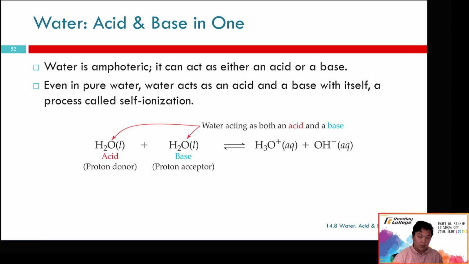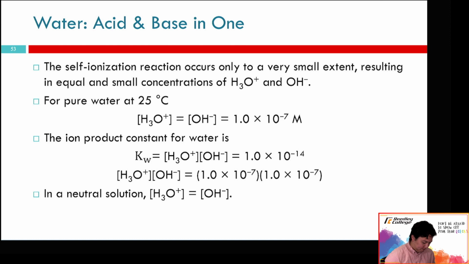Water, again, we mentioned this before, but water is amphoteric, and it can act as either an acid or a base. And actually, in pure water, water acts as an acid and a base with itself in a process called self-ionization. So you'll have a distribution of H3O plus and OH minus in your solution. The self-ionization reaction occurs only to a very small extent. It results in equal and small concentrations of hydronium and hydroxide.